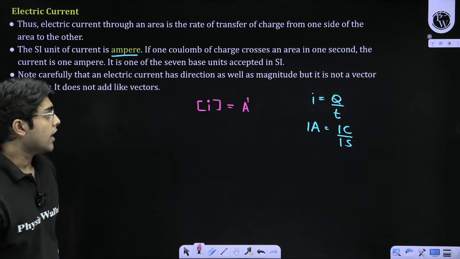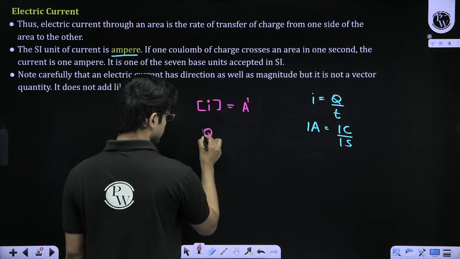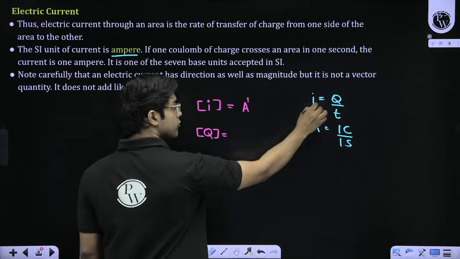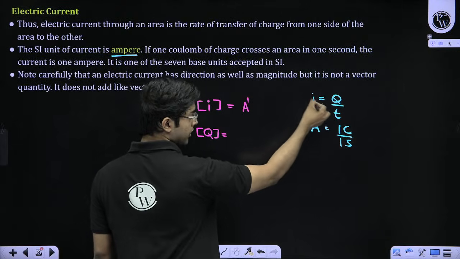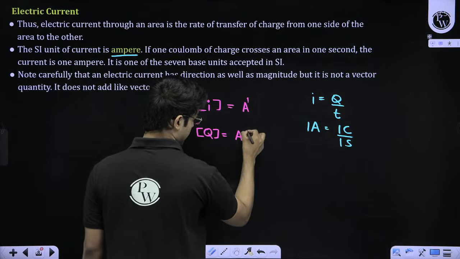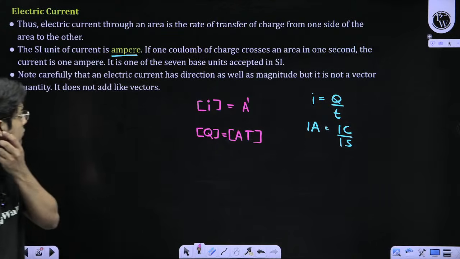And if you want the dimension of charge, we will use the same relation, I equal to Q by T. So the dimension of charge will be dimension of current into dimension of time. So that will be ampere into time, AT. Okay, so that's the dimension.